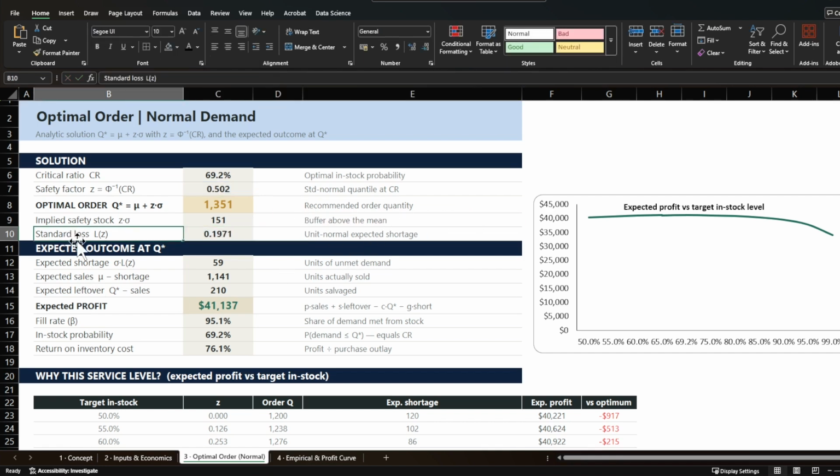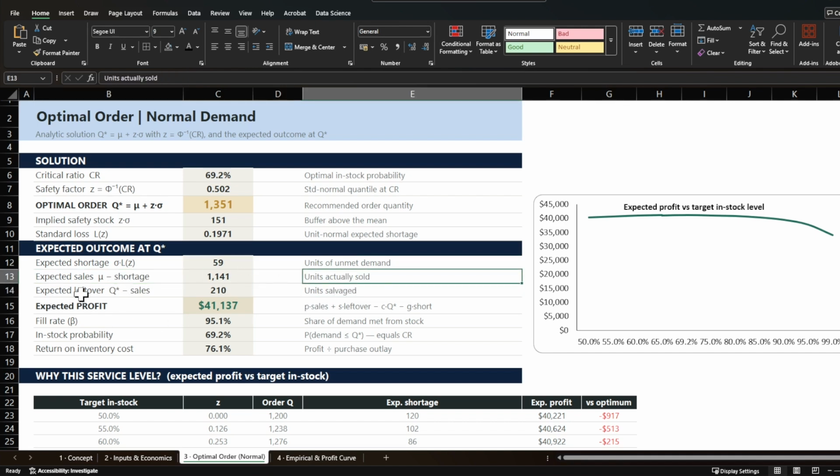Now if this is my standard loss per unit, then what would be my expected loss? If I multiply my standard loss with the standard deviation, I will get the units of unmet demand if demand, which follows the normal curve, gets realized. So 59 is something I am going to lose on sale, which means the lost sales. So how many units am I actually going to sell on that particular day? You can say the mean of the demand minus the shortage, which means 1200 minus 59, which is 1141.